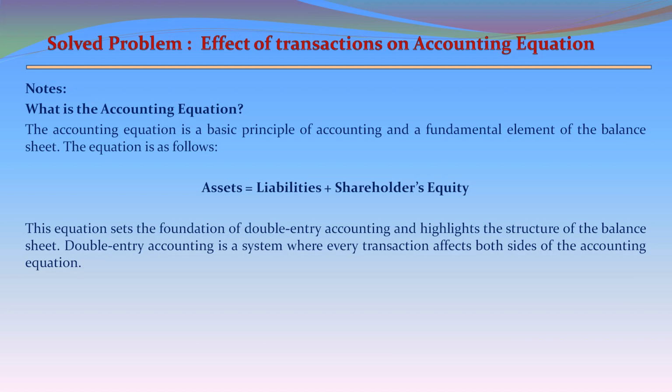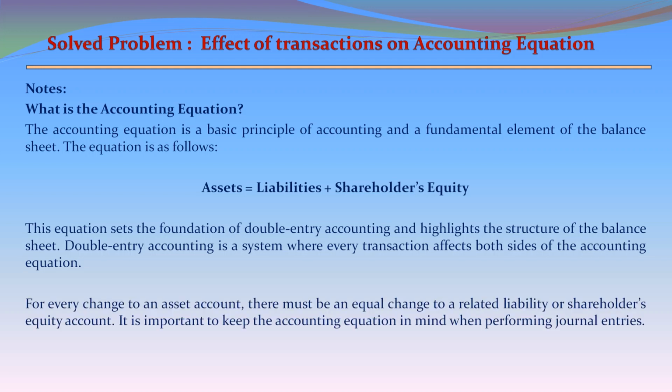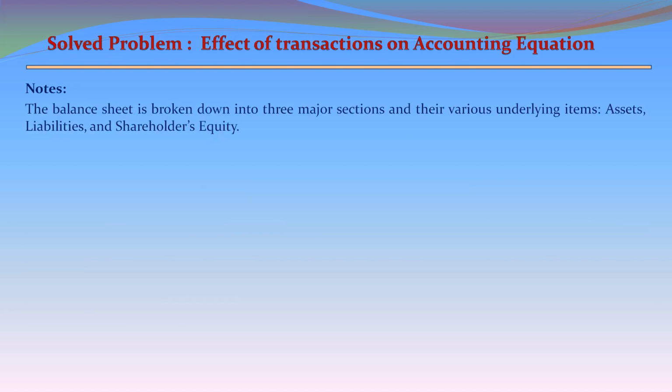Double entry accounting is a system where every transaction affects both sides of the accounting equation. For every change to an asset account, there must be an equal change to the related liability or shareholders' equity account. It is important to keep the accounting equation in mind when performing journal entries. The balance sheet is broken down into three major sections and their various underlying items: assets, liabilities, and shareholders' equity.